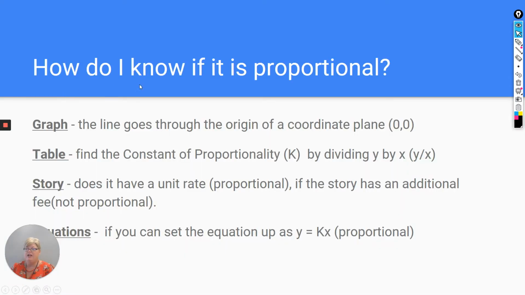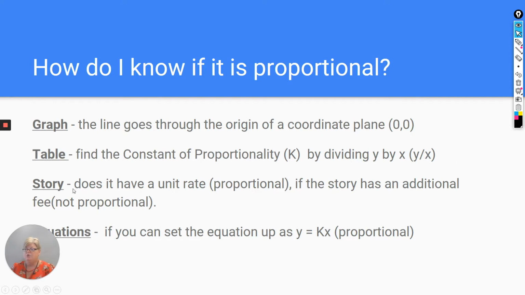How do I know if it is proportional? Well, if it is a graph on a coordinate plane, if the line goes through the origin, it is proportional. It has to go through the origin. If you have a table, you have to find the constant of proportionality, the K, and you do that by dividing Y by X, and if all of the ratios are equivalent, it would be proportional.